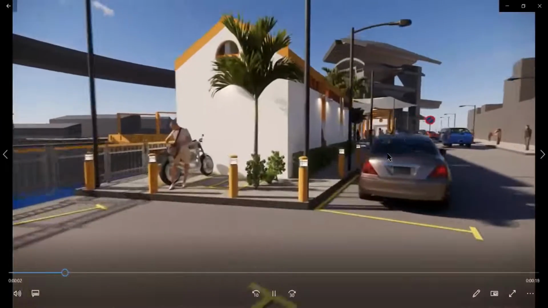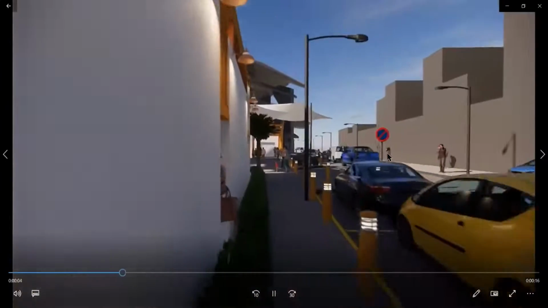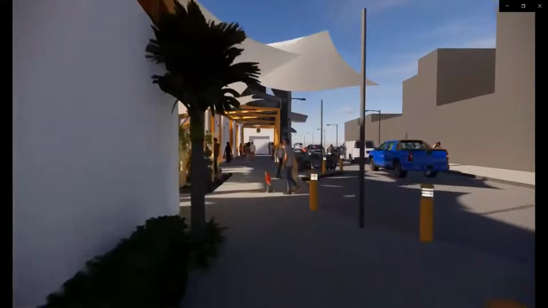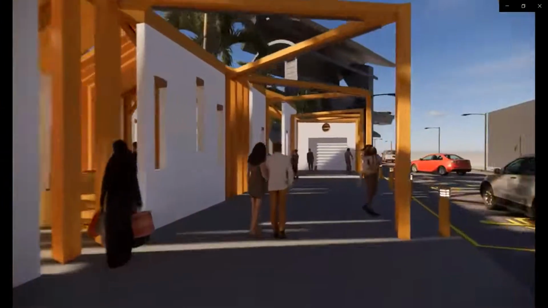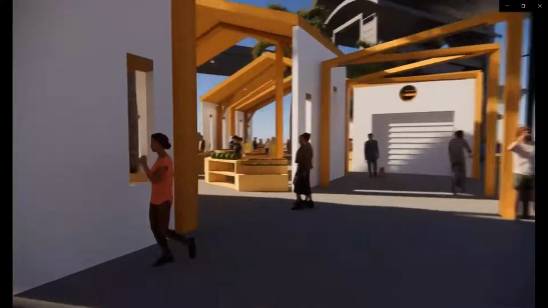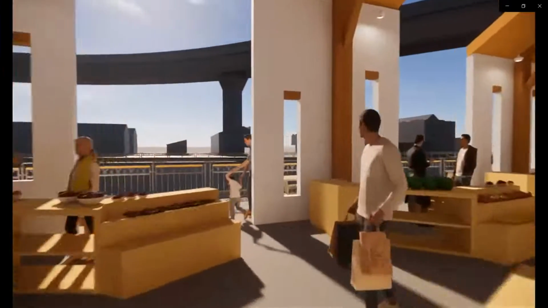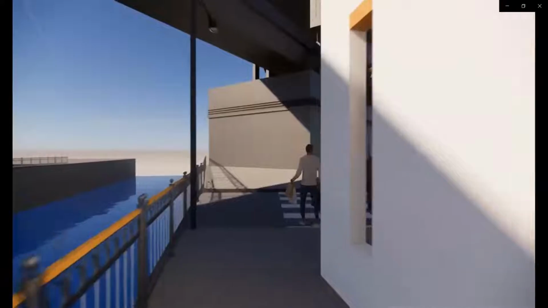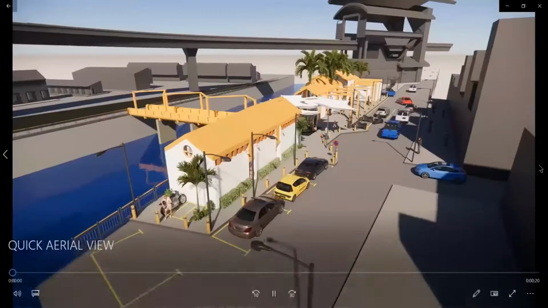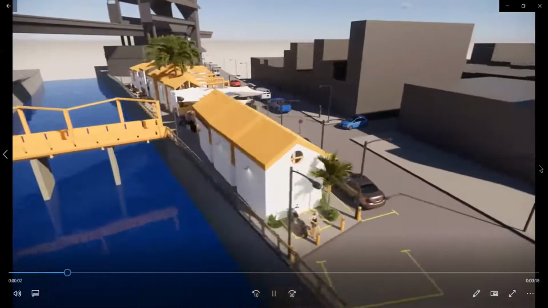And here is the rear approach to the market. Here will be the surau and toilets. And to end my presentation, here is a quick aerial view of our market.